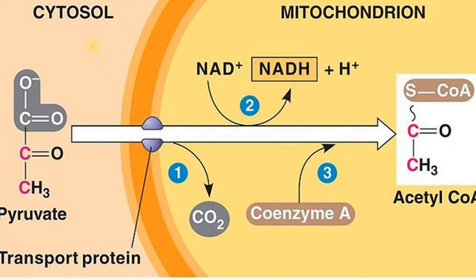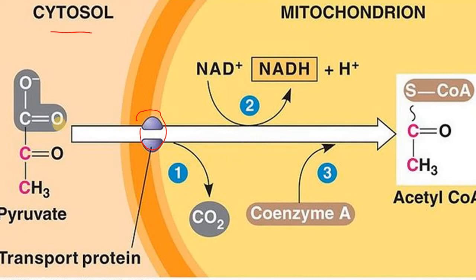We already know glycolysis takes place in the cytosol, and this is the final product of glycolysis, that is pyruvate. And this TCA cycle takes place in the mitochondria. So this pyruvate is transported via a transporter protein, and 3 reactions take place here. The first one is a decarboxylation reaction.